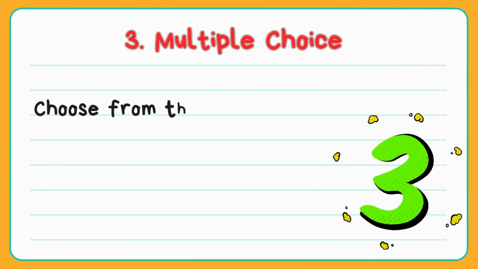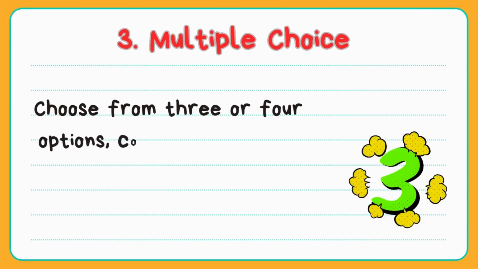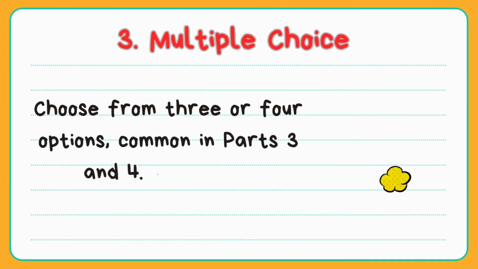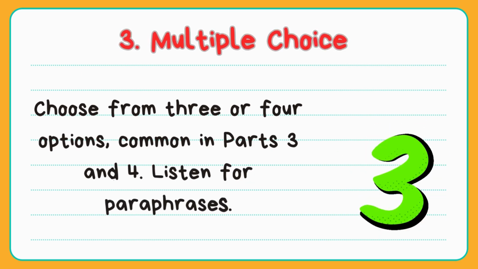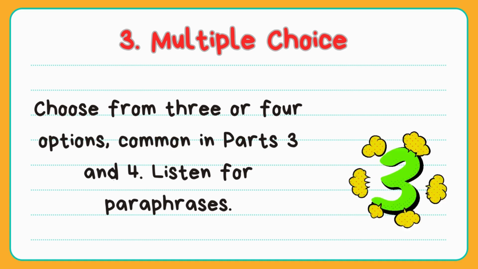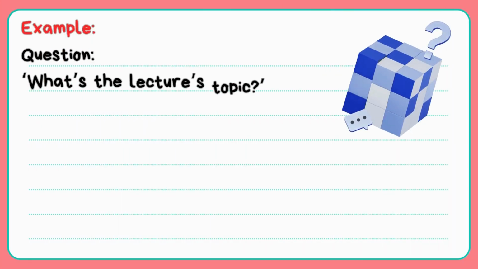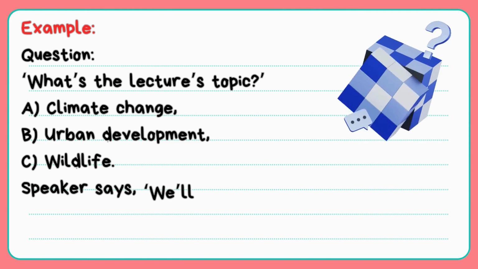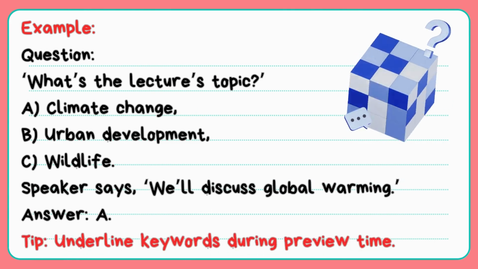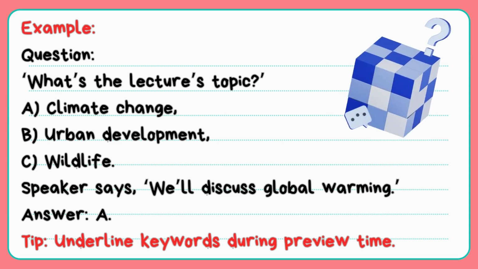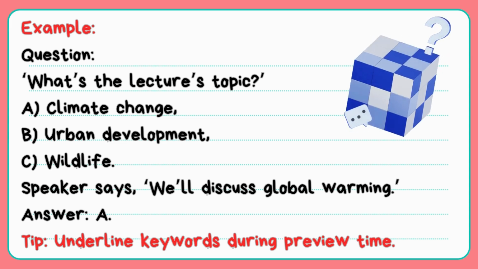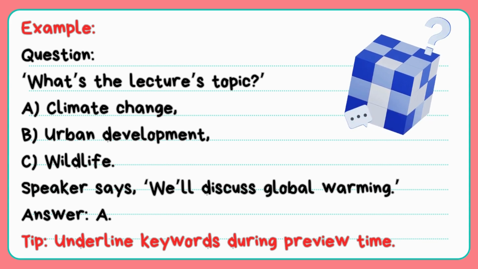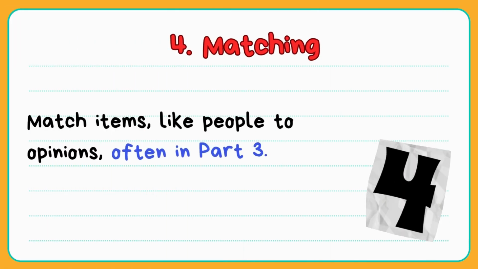Number 3. Multiple choice. Choose from 3 or 4 options, common in parts 3 and 4. Listen for paraphrases. For example, question: what's the lecture's topic? A. Climate change. B. Urban development. C. Wildlife. Speaker says, "We'll discuss global warming." Answer: A. Tip: underline keywords during preview time.